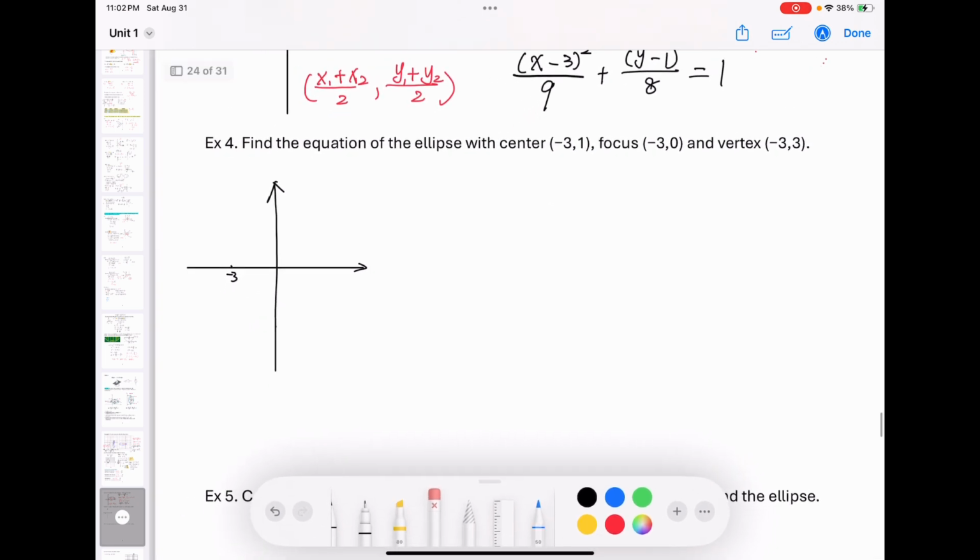Okay, (-3, 1). 1 is here. And then the focus is (-3, 0). So -3, 0. Maybe we can use a different color. Let's say this is the focus. And then the vertex is (-3, -3). Oh, sorry, (-3, 3). Okay, 3 is here.